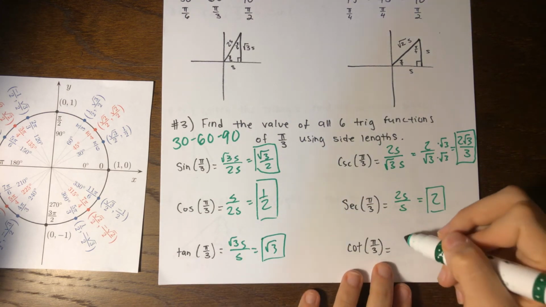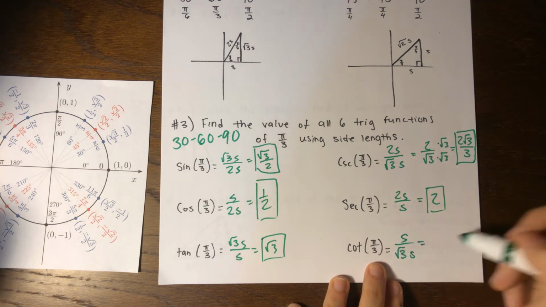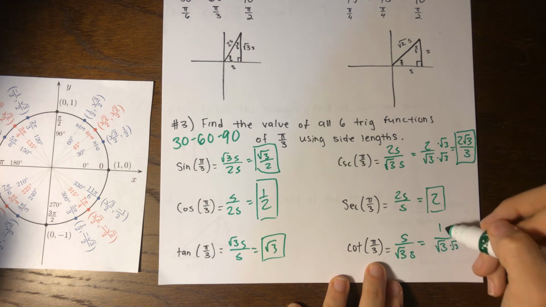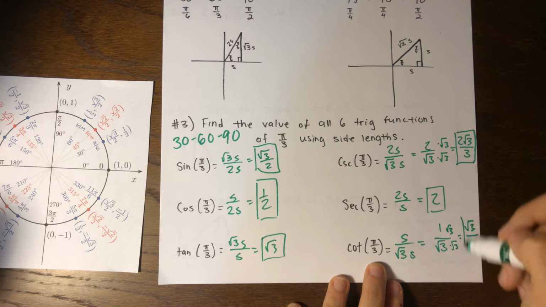Okay, over here, I'm reciprocal, so it's s over the square root of 3s. The s's cancel out, but I'm left with 1 over the square root of 3 times the square root of 3. I get the square root of 3 over 3.